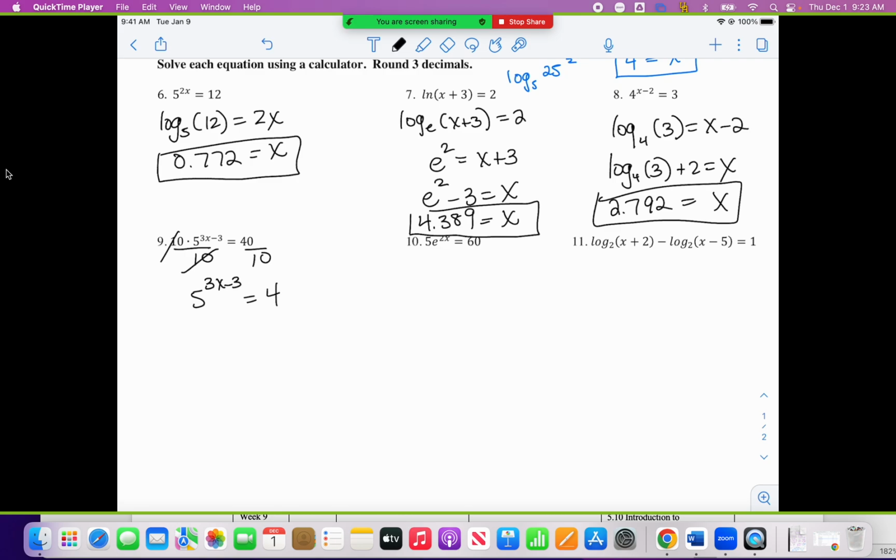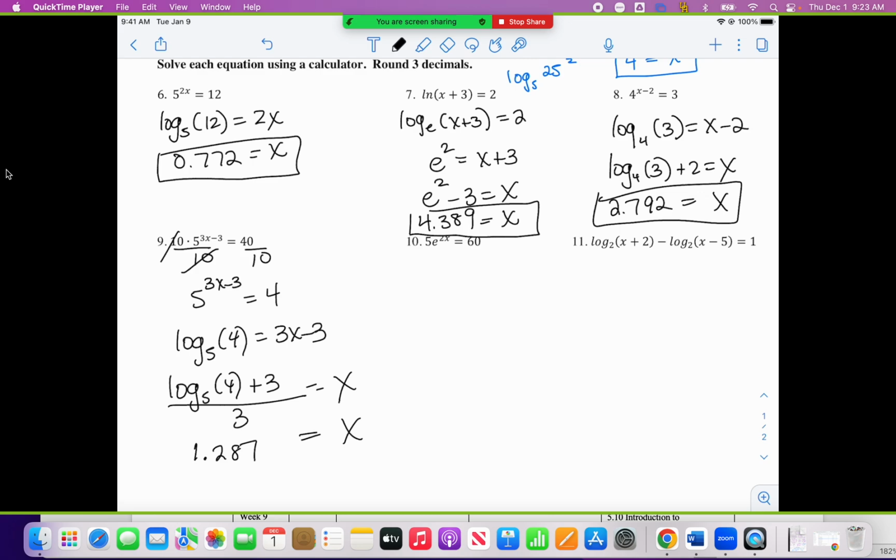There's no way to get 5 and 4 to have the same base. So I do log base 5 of 4 equals 3x minus 3. I'm going to add 3 and divide by 3. And I got 1.287.